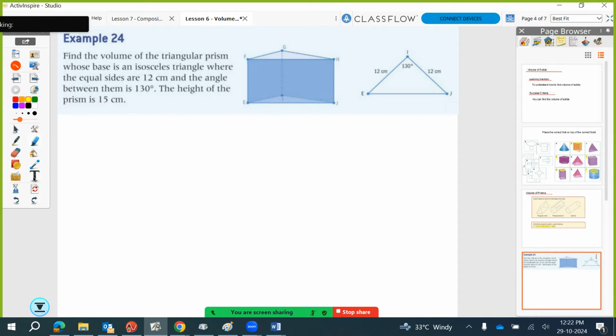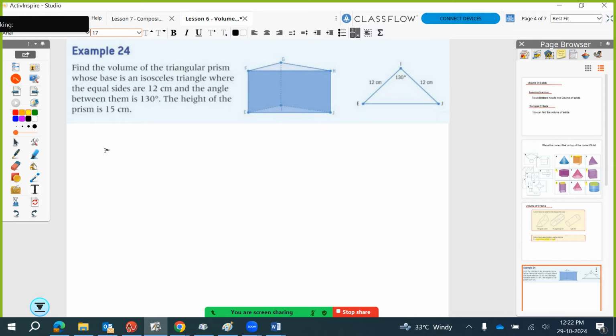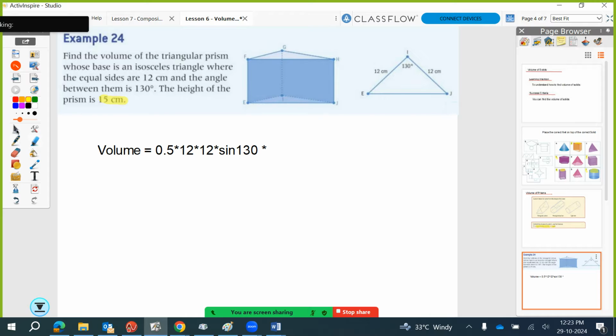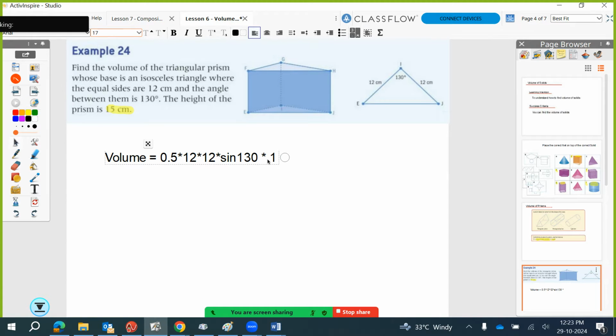So with this first question, we need to find the volume of the triangular prism. We have this shape on the top, so the area of that multiplied by the height will give us the volume. So the volume in this case is going to be 0.5 times 12 times 12 times the sine of 130 multiplied by the height. Now the height in this question, it shows us here, is going to be 15. So multiplied by 15.